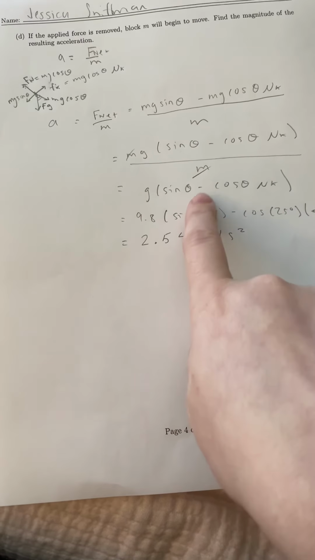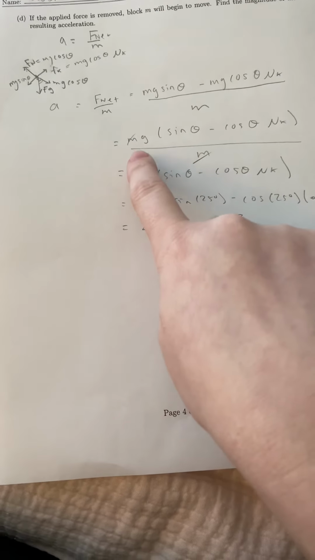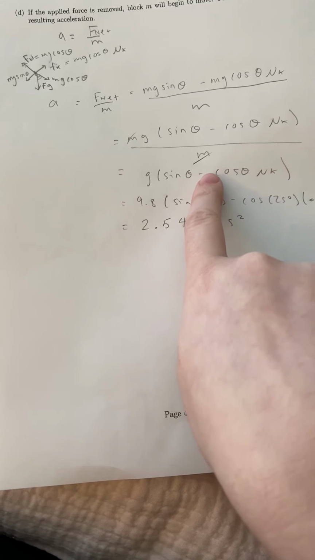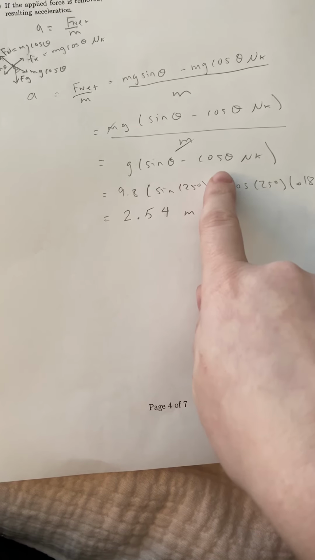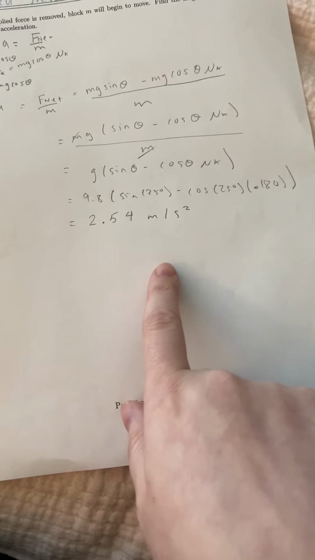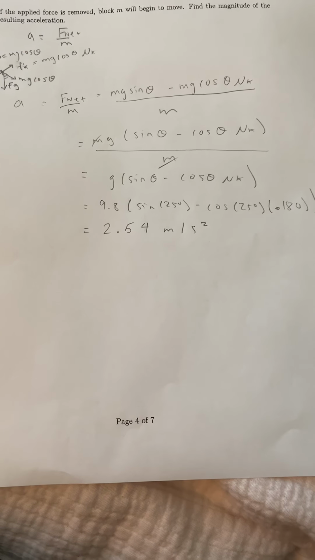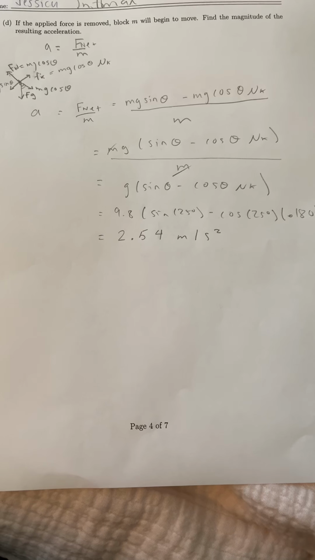over mass. And then you can take the mass and gravity out of the equation to make it more simplified. So, and then you can cancel out the masses. So then you're only left with gravity times sine of theta minus cosine of theta times the coefficient of kinetic friction. And then again, you can plug in all of your variables, and you gotta make sure your calculator is on degrees, and then you would get 2.54 meters per second squared is the acceleration you'd get for the block going down the inclined plane after they release the force.